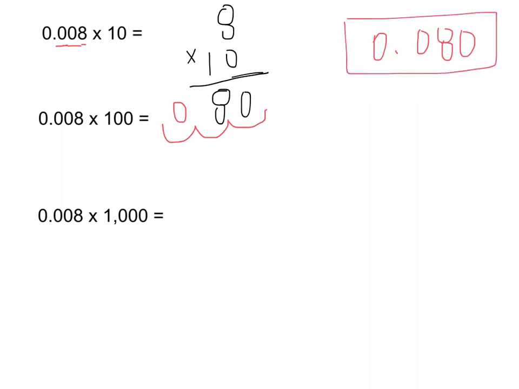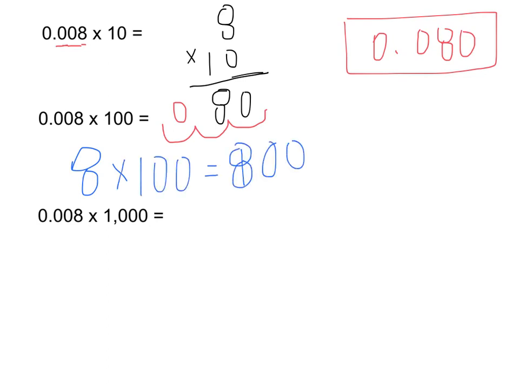8 thousandths times 100. We can just ignore the decimal point first and do 8 times 100, which is 800. Okay, equals 800. Now, how many numbers do we need after the decimal point? How many? Show me with your fingers. 3. Okay, so let's go ahead and see. 1, 2, 3. Oh, perfect. So my answer must be 8 tenths, right?